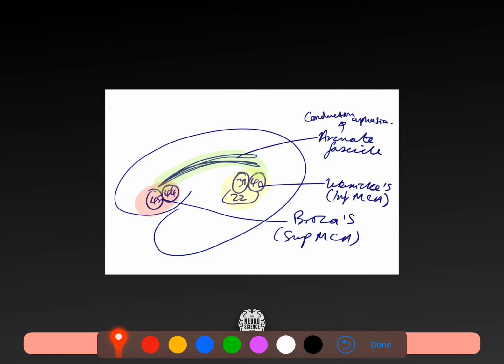Now Broca's is supplied by the superior MCA and Wernicke's is supplied by the inferior MCA. They are connected by many fibres, but one of the most important is the arcuate fasciculus. If you lesion here, classically you would be said to get conduction aphasia. It's not entirely true, it's much more nuanced than that, but that is what the textbooks will tell you, and that's what most of the exams will tell you.